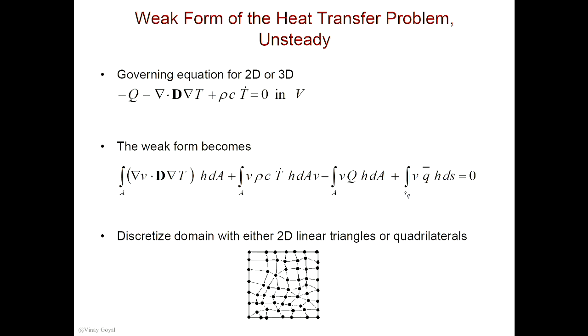We also went through the partial differential equation for 2D or 3D and developed the weak form of the problem, and we found this was the weak form at the time when we did it in the last lecture. And in this domain, as you can see, you can discretize it into 2D domains that could be quadrilateral or triangular elements. As you can see, the shape of every element here looks different, and it would be very challenging to come up with an element formulation for each of those in a unique way.